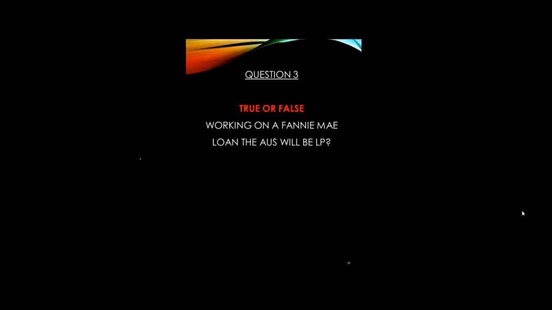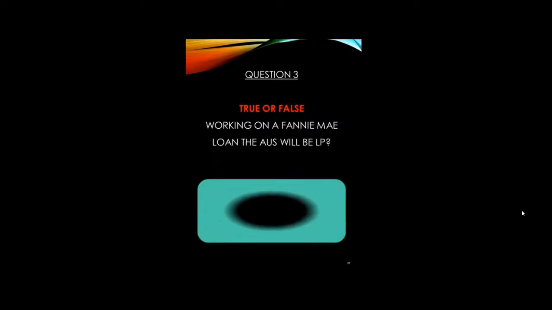Question 3, true or false? Working on a Fannie Mae loan, the AUS will be LP. Now, we went over the handouts on the different types of AUSs, and we did go over a lot of slides that went into detail on the types of approval statuses on the AUSs. So hopefully you get this one right. The answer is false. If you're doing a Fannie Mae loan, your AUS will be DU.